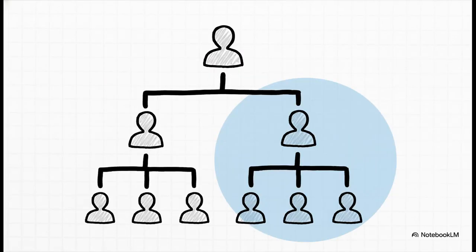First up, access by hierarchy. This one's really intuitive. It basically means you can set up permissions that perfectly mirror your org chart. So a regional director can see all the data for their region, but not for others. A program manager sees their team's data, but maybe not the entire organization's financials. It's logical, it's structural, it just makes sense.